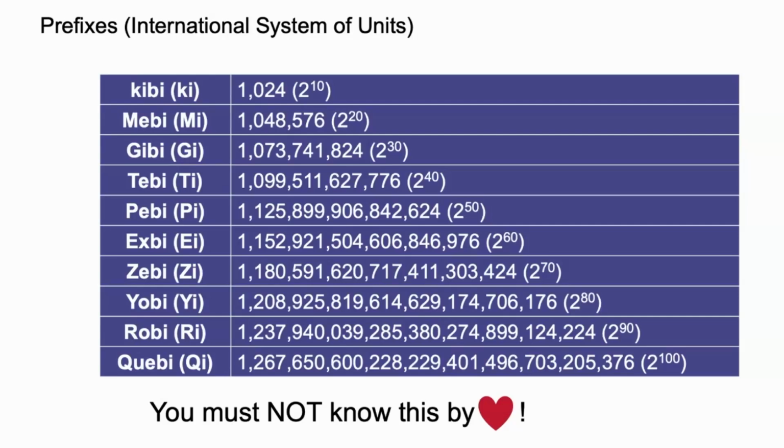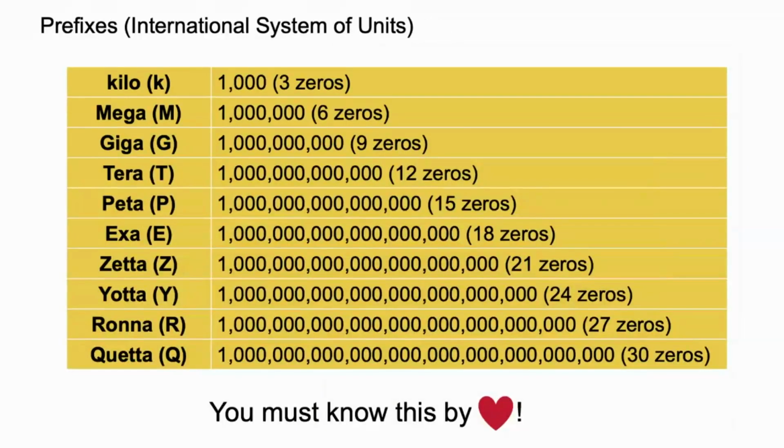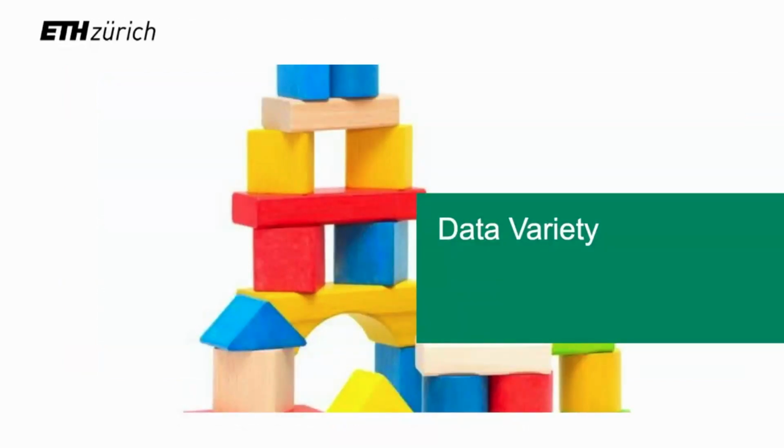And of course, I'm not expecting you to know this by heart, even though some computer scientists might, because they like to learn powers of 2. But you don't need to know this by heart. What I want you to know by heart is this one, right? These prefixes right here. Okay. So that's for volume. Now, variety.